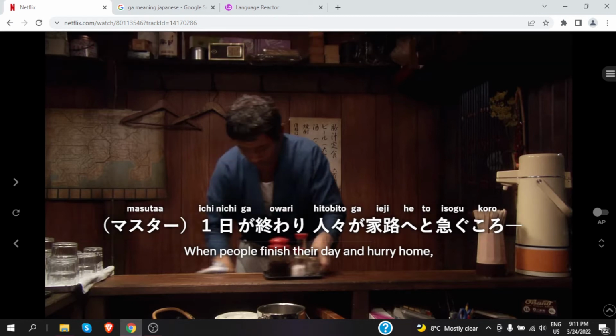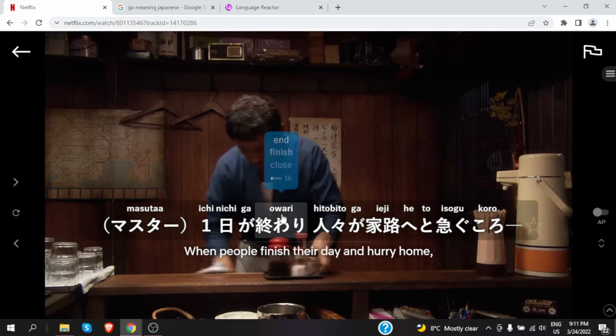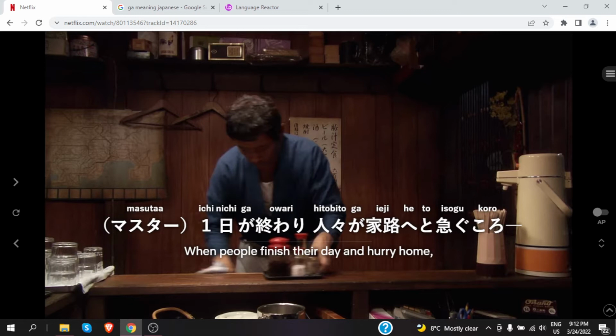Okay, so ichi, one, nichi, day. Ga is emphasizing this noun. Owari. What was owari? I forget. Oh, the end. The end of something. Okay, the finish of the day. Hitobito, people. Ga, emphasis for the noun. Ieji, people going home. To, okay, the direction. They're going in the direction of home. With to isogu koro, with a rush. But koro, I suppose, is going on to the next sentence.